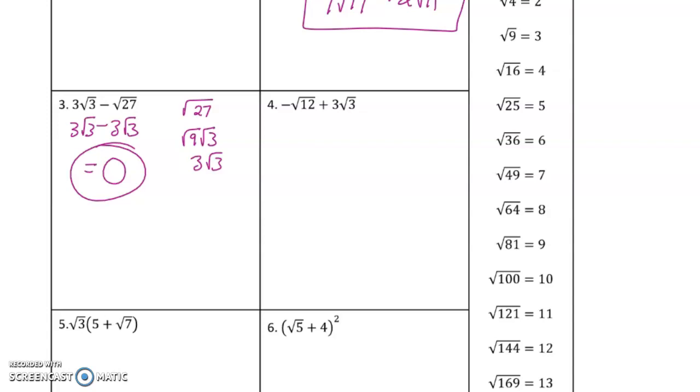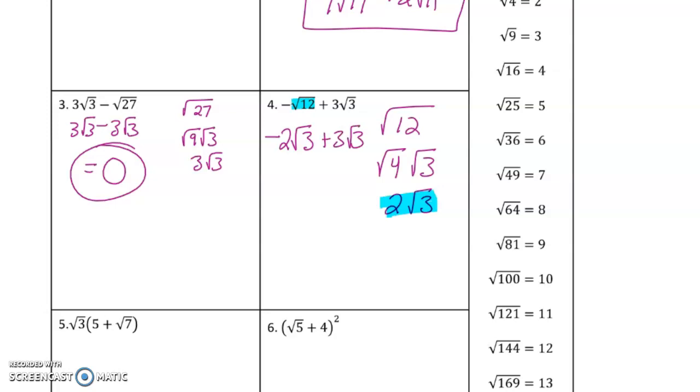Let's try another one like that. On number 4, it looks like you can't simplify it, but the square root of 12 can be simplified. So let's step out to the side here and simplify the square root of 12. It is the same as 4 times 3. 4 times 3 is 12. The square root of 4 is 2, and so it's 2 square root 3. So right here, instead of negative square root 12, I can rewrite it as negative 2 square root 3.